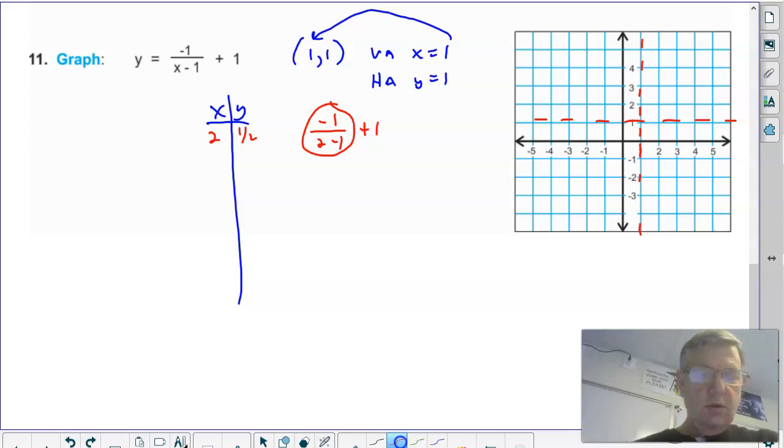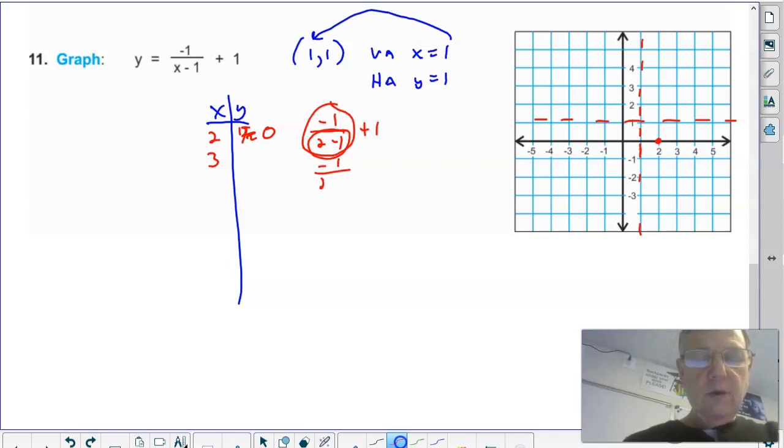2, boy, that's bothering me. Let me check, make sure I'm thinking right. 2, oh no, duh. See, bothers me. 2 minus 1 is 1. Negative 1 and 1 is 0. All right, now I feel better. 2, 0. I would have caught it right here, because watch what happens with the 3.